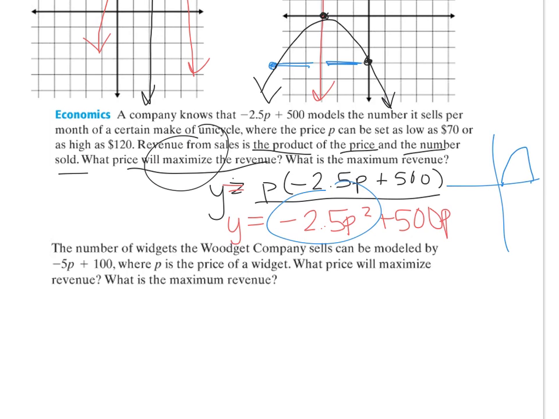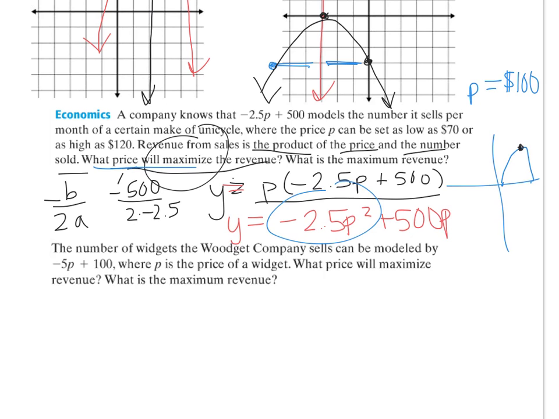So if it's asking in the maximum or maximize, maximize should key you in that it's a vertex. So what you're going to do is you're going to find the vertex. So you're going to find the x value, which is the p value. So you're going to do opposite b over 2a. So opposite 500 over 2 times negative 2.5. So it's going to be negative 500 divided by negative 5. So P, the price, is $100.